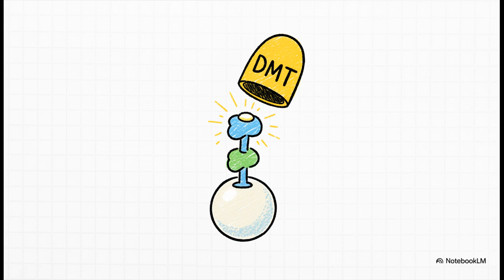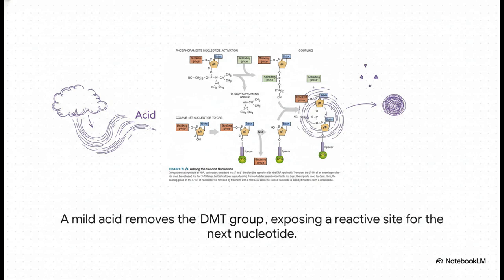To add a new link to our chain, we have to create an open spot for it to connect to, right? So the very first thing we do is pop off that main DMT safety cap from the nucleotide that's anchored to our glass bead. So here's the chemistry. We wash a mild acid over the bead, and it's specially designed to just clip off that one DMT protecting group. It gets washed away, and voila, we have a free reactive connection point just waiting for the next building block to arrive.